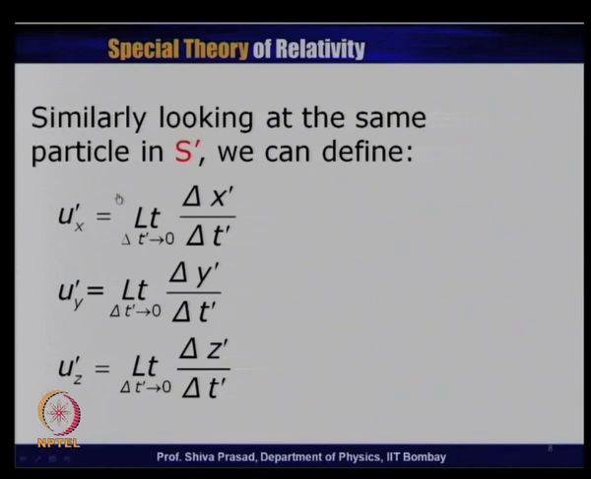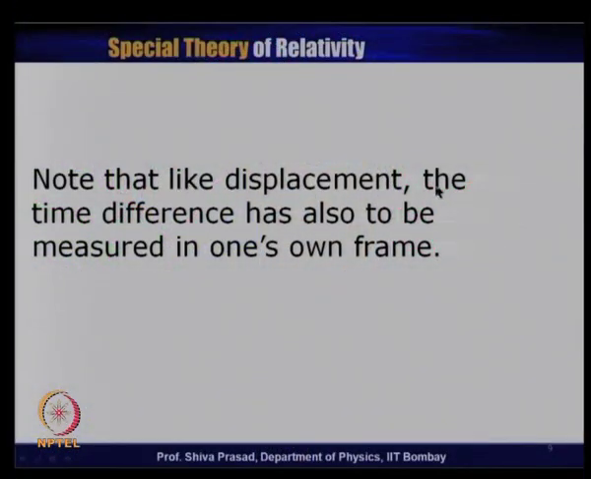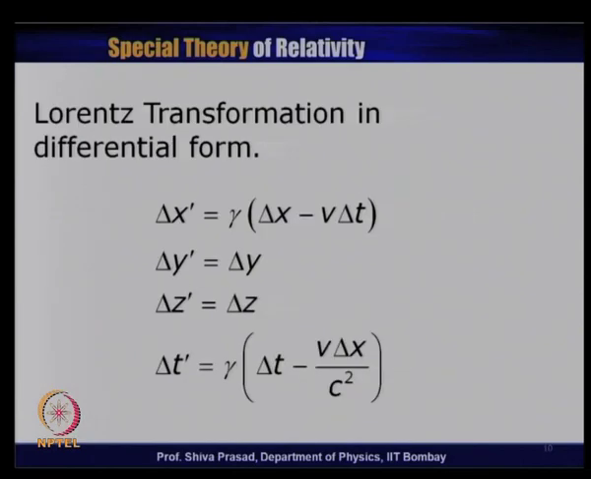Now, what is my problem? My problem is to find a relationship between ux prime, uy prime, uz prime in terms of ux, uy, uz, or the other way. If I know ux, uy, uz, I want to find out what is ux prime, what is uy prime, what is uz prime. This is what will be called the velocity transformation. Let me just read what I have said here. Note that like displacement, the time difference has also to be measured in one's own frame. This is what I have emphasized. Now, for doing the velocity transformation, I would first like to write the Lorentz transformation in differential form.